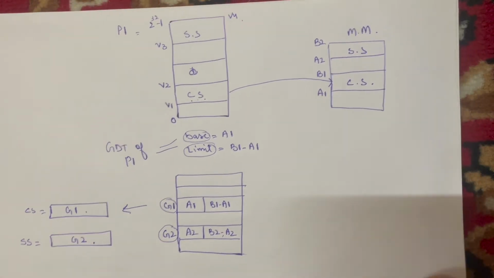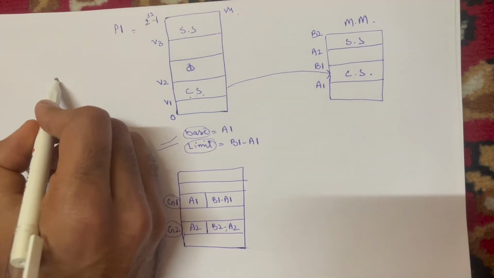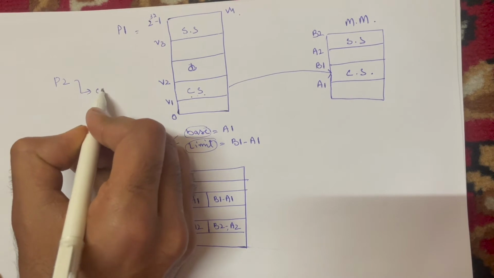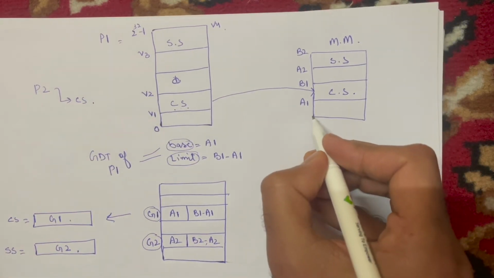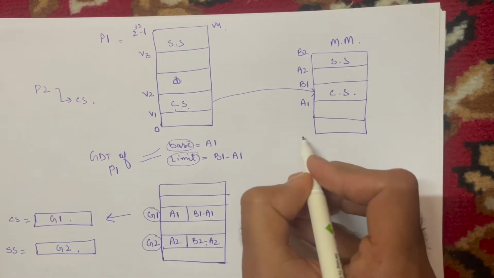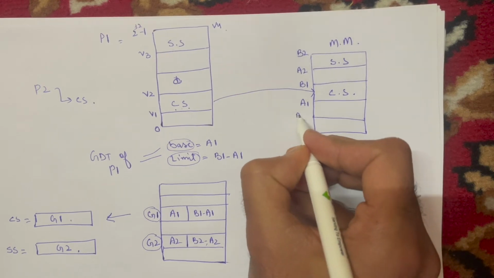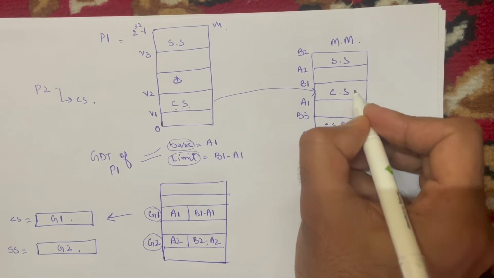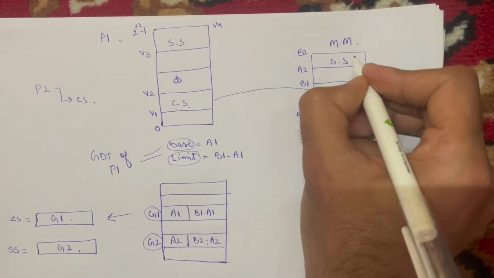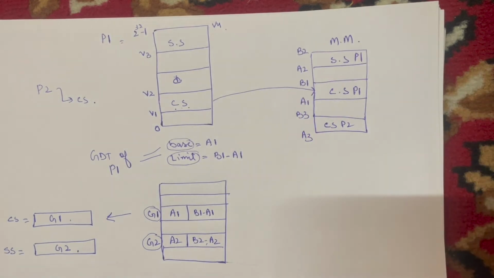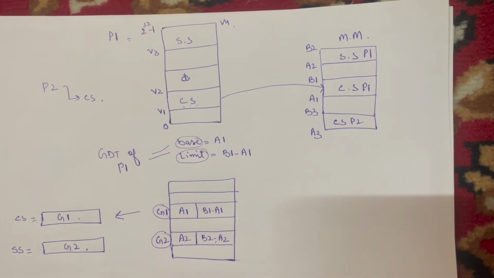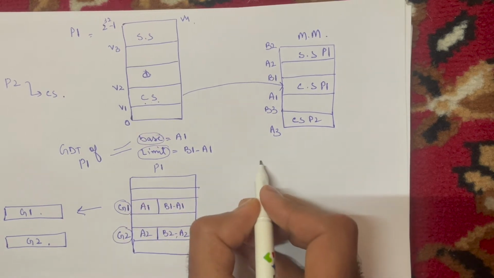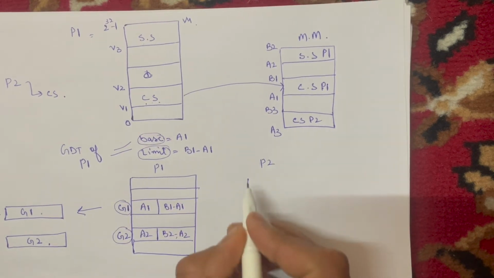Okay. Now let's say there is another process P2. Let's say I have placed P2's code segment at this address in the main memory. This is the code segment of P2. This is the code segment of P1. This is the stack segment of P1. So this is the GDT of P1, and this is the GDT of P2.